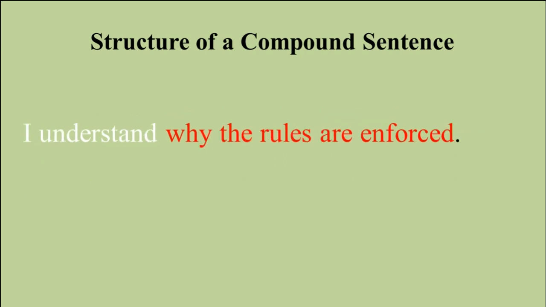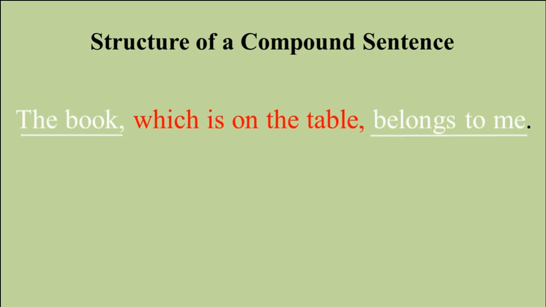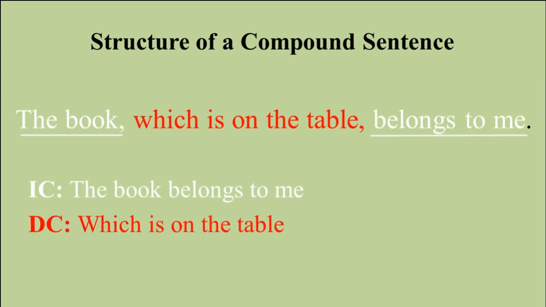I understand why the rules are enforced. I understand, it's an independent clause. It's a main, a principal clause. Why the rules are enforced, it's a dependent or subordinate clause. The book which is on the table belongs to me. Independent clause: the book belongs to me. Dependent clause: which is on the table.